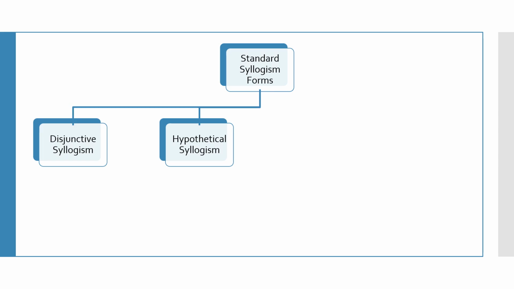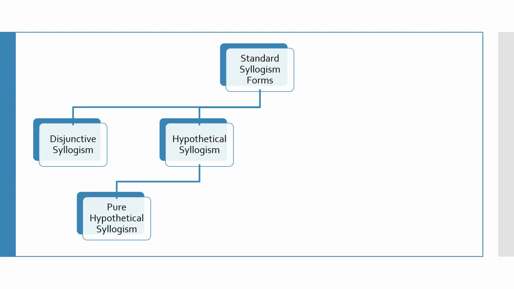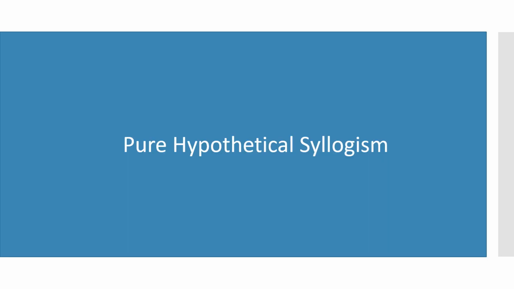So now we can start to add to our list of standard syllogism forms. We get the hypothetical syllogism, and as we'll see, there are a variety of subcategories that we need to understand that deal with hypothetical syllogisms. The first of these is called a pure hypothetical syllogism. Now, a pure hypothetical syllogism is going to be, first and foremost, a syllogism, which means it'll have typically two premises, one conclusion, and it is built around conditional statements because it's a hypothetical syllogism. So what makes it a pure hypothetical syllogism?